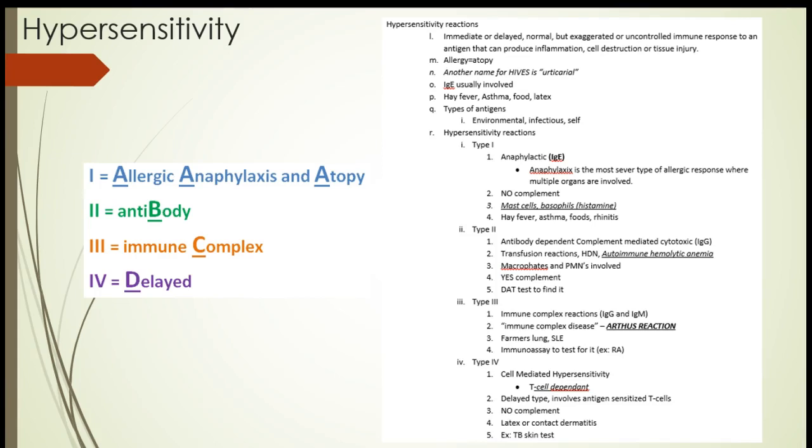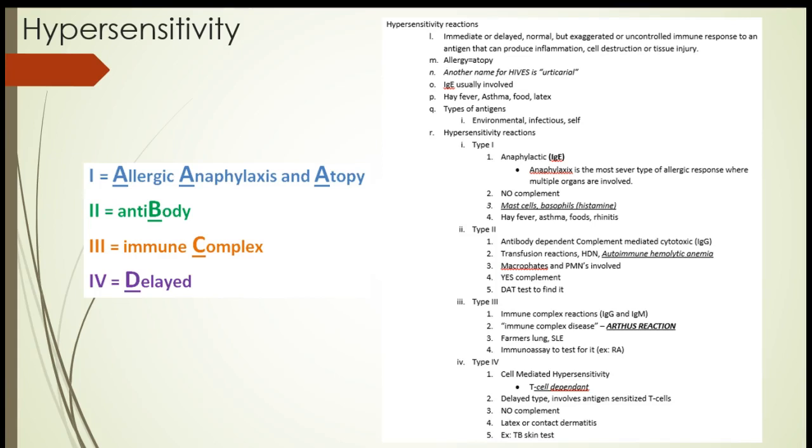Okay. All right, they have type 2. This is antibody dependent, complement mediated. It's IgE, cytotoxic. We see autoimmune hemolytic anemia, transfusion reactions, hemolytic disease of the newborn with this one. Type 3, we've got immune complexes. This is where we see Arthus reaction. Immune complex disease can be called an Arthus reaction. Farmer's lung, lupus. There's an immunoassay test that we can do for these.